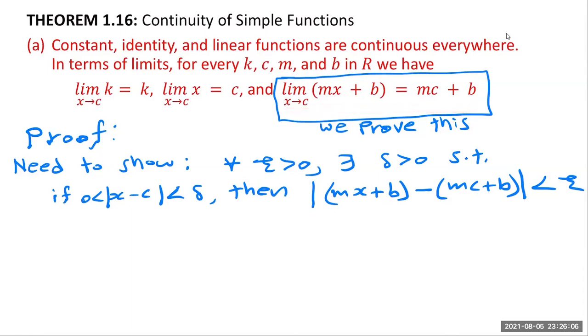First of all, what does this limit statement mean? What is the definition of this limit statement? If you want to prove this one, what do you have to prove? We need to show that for all epsilon greater than 0, there exists delta greater than 0 such that if the absolute value of x minus c is bigger than 0 and less than delta, then the absolute value of f(x) minus L should be less than epsilon. By the way, this is my f(x), this is my L. L is the limit.